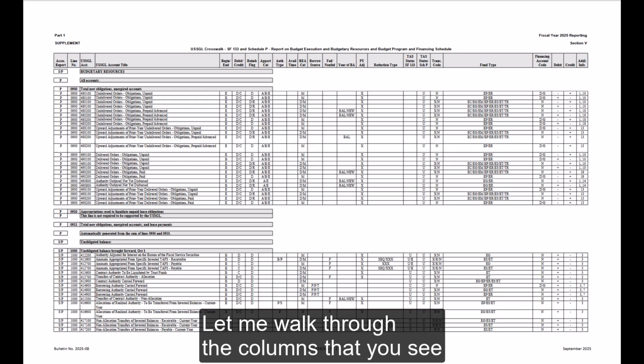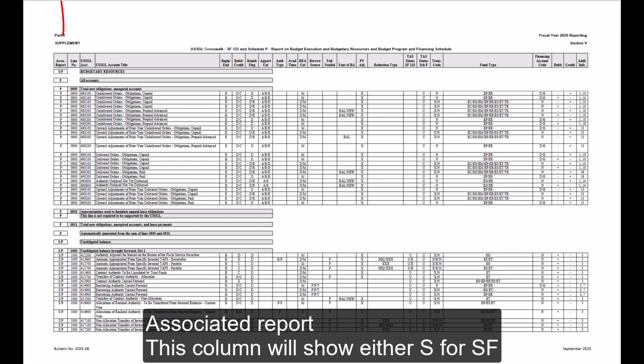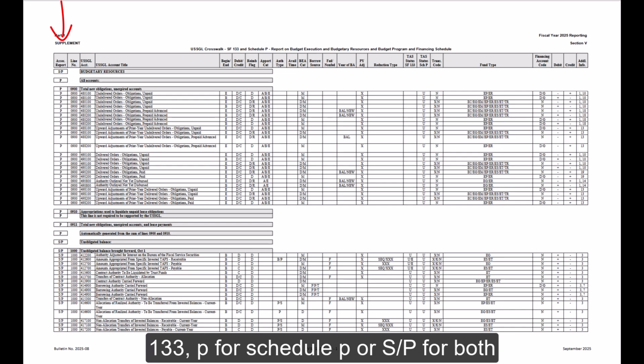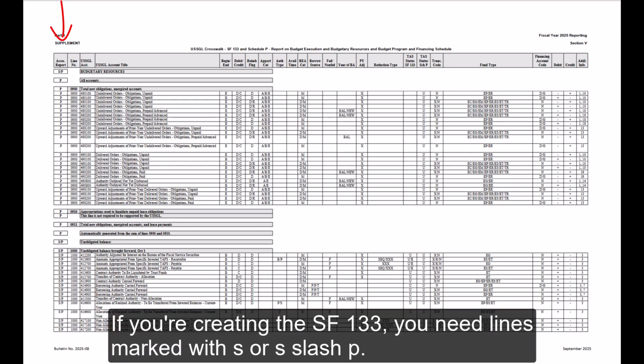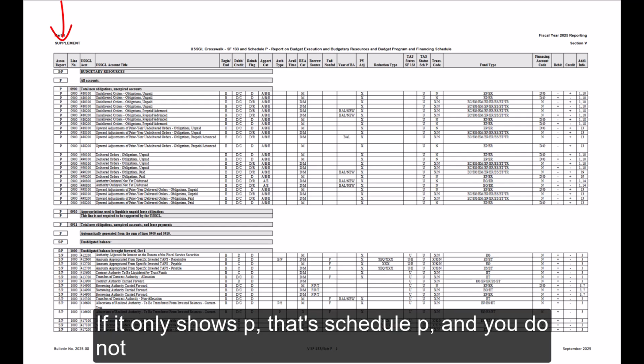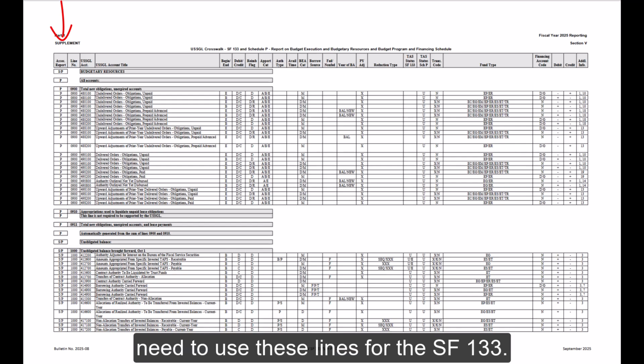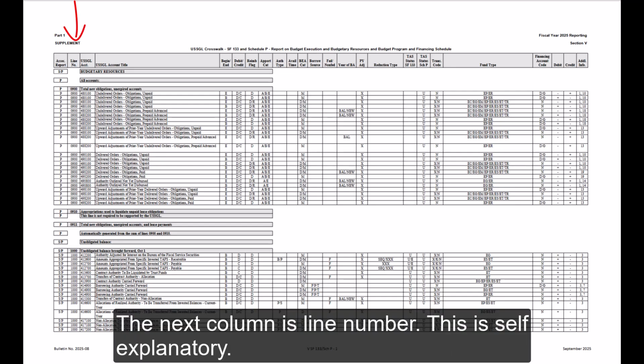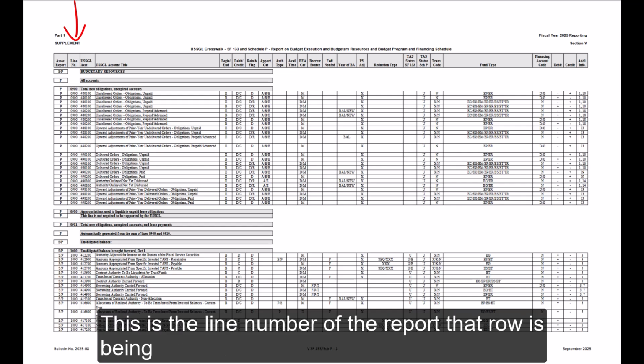Let me walk through the columns that you see. Associated report. This column will show either S for SF-133, P for Schedule P, or S/P for both. If you're creating the SF-133, you need lines marked with S or S/P. If it only shows P, that's Schedule P, and you do not need to use these lines for the SF-133. The next column is line number. This is self-explanatory. This is the line number of the report that row is being reported on.